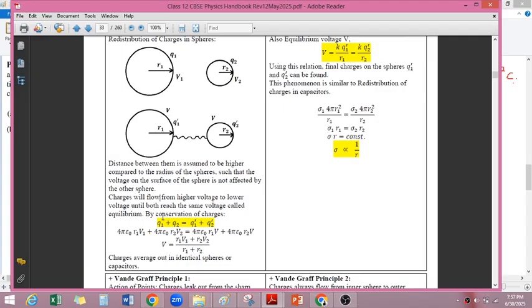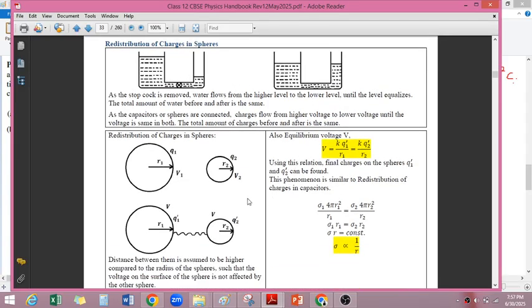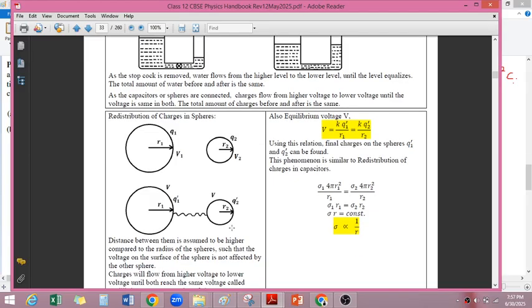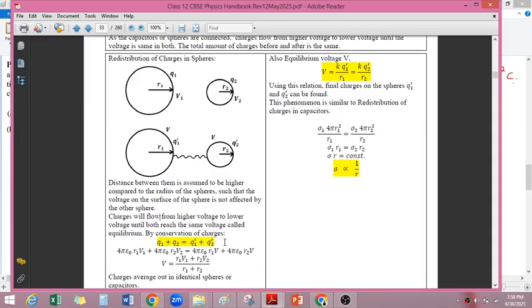And until what time will it happen? Until the voltages are the same. Here we said the levels are the same in water. Here, electric charges will flow until the voltages are the same. Once the voltage becomes the same, current flow will be stopped. Okay, always remember, water flows from higher level to lower level. Charges flow from higher voltage to lower voltage. That is the main concept you have to remember.